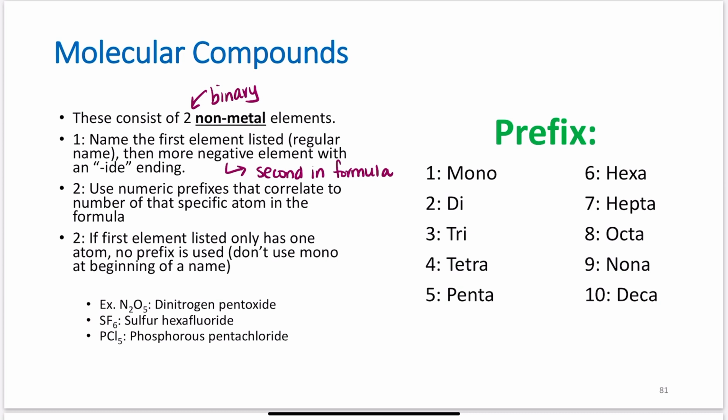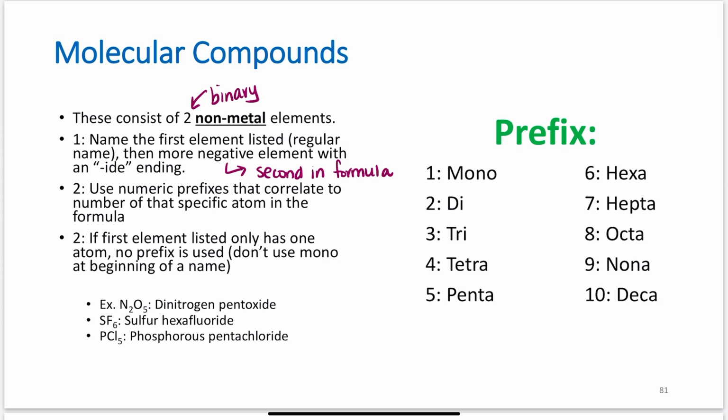You're going to use numeric prefixes that correlate to the number of that specific atom in the formula. If the first element listed has only one atom, no prefix is used. So we don't use mono at the beginning of a name. Our prefixes are mono, di, tri, tetra, penta, hexa, hepta, octa, nona, and deca, just like they were for the hydrated waters, if you've watched the ionic naming video already.